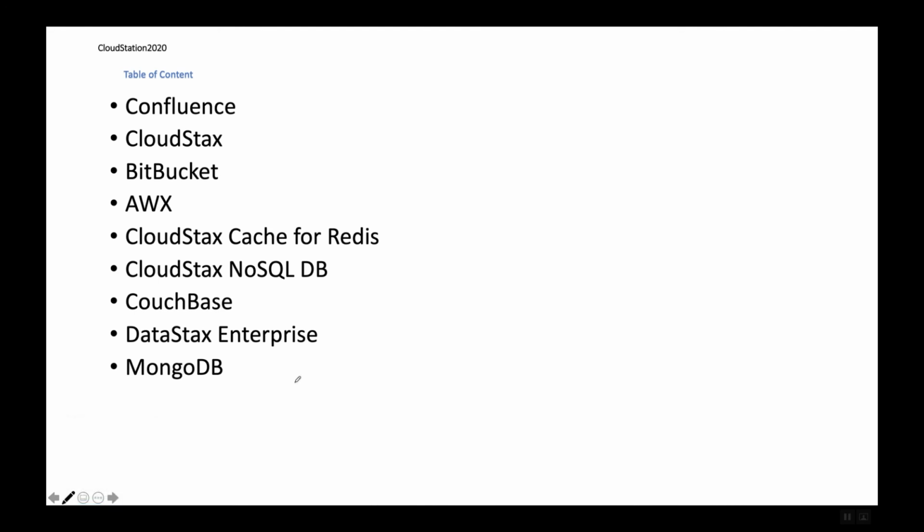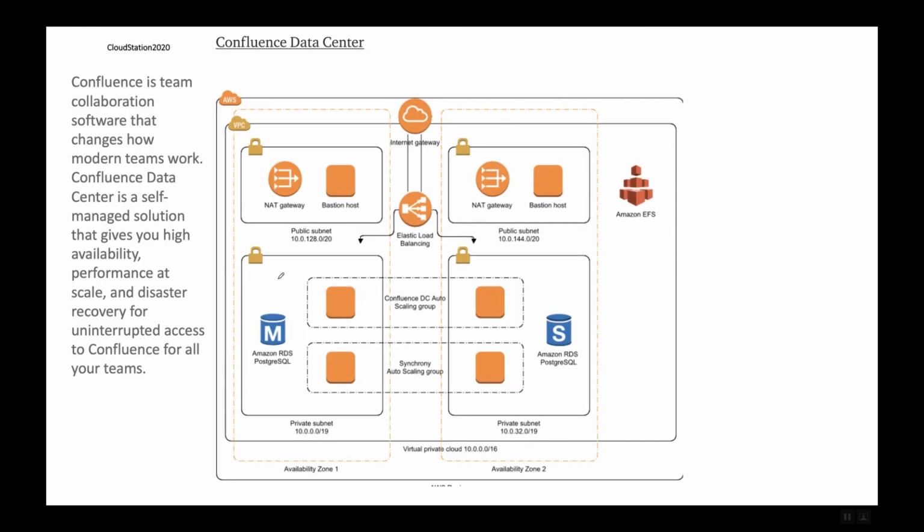So today we'll be reviewing the AWS architecture for the listed applications: Confluence, CloudStack, Bitbucket, AWX, CloudStack Cache for Redis, CloudStack NoSQL DB, Couchbase, DataStax Enterprise, and MongoDB. Okay. So first, understand what is Confluence.